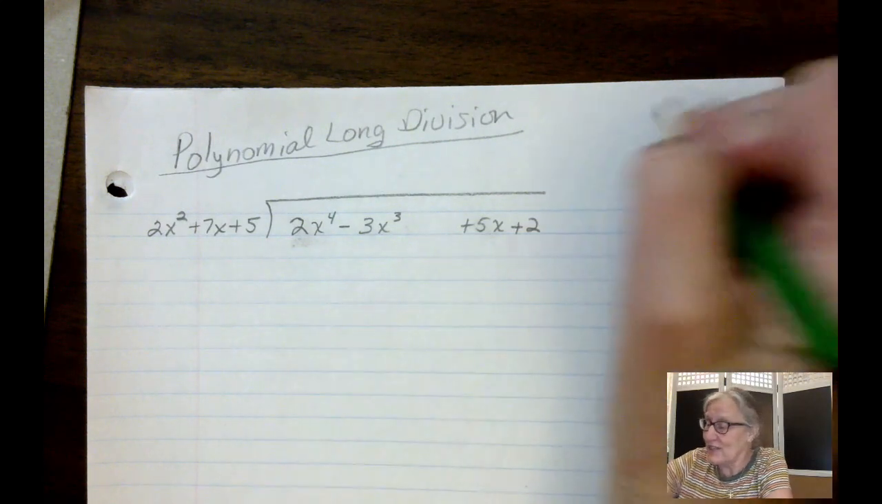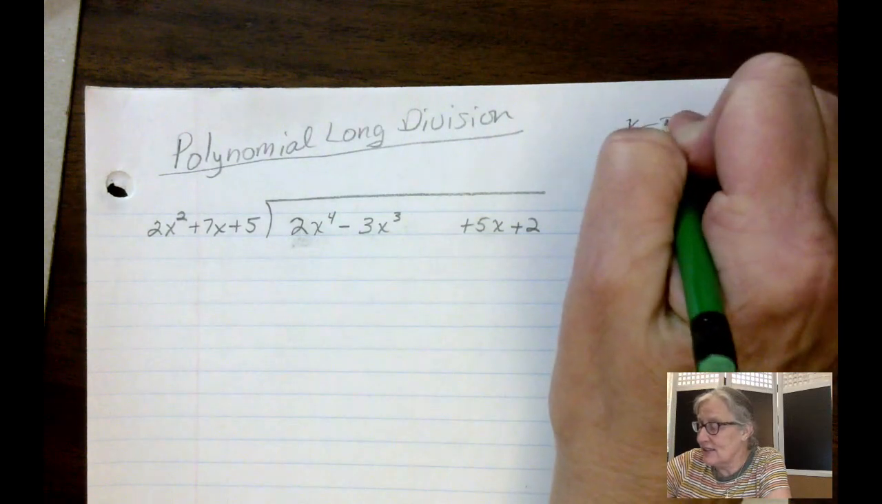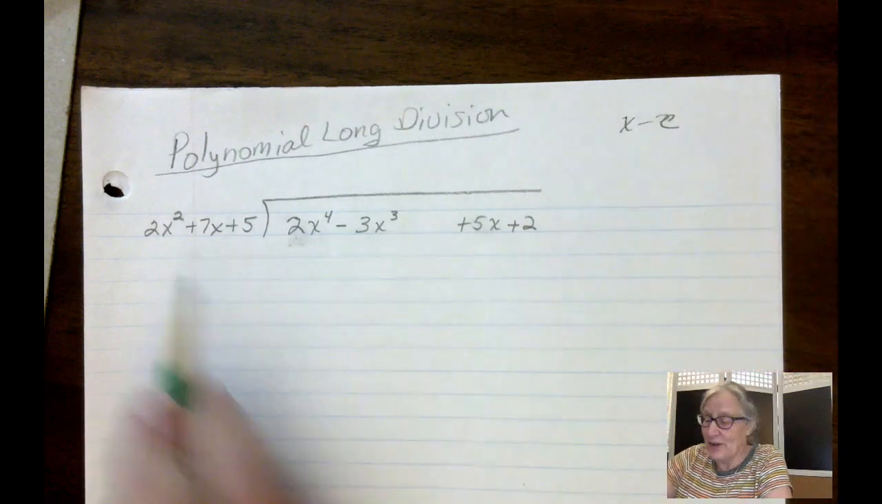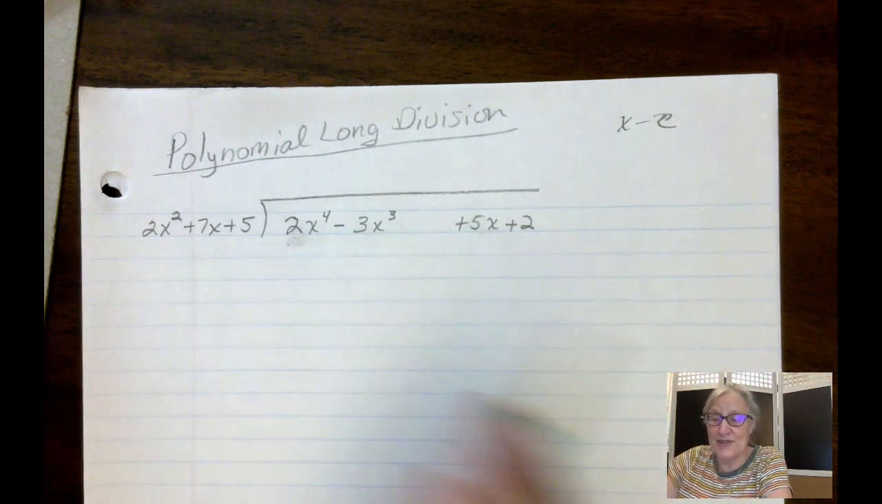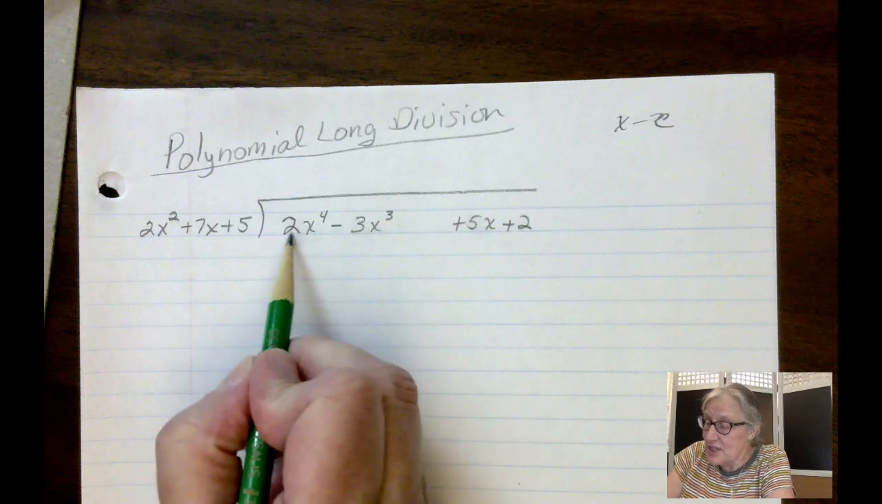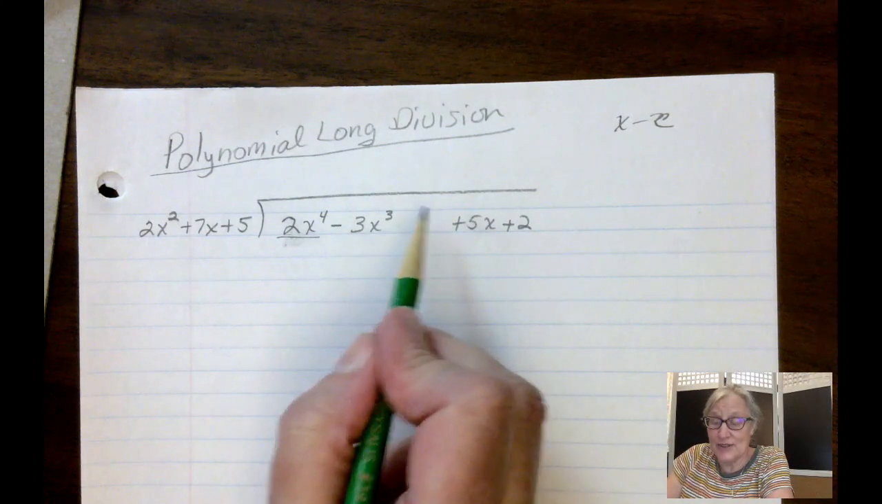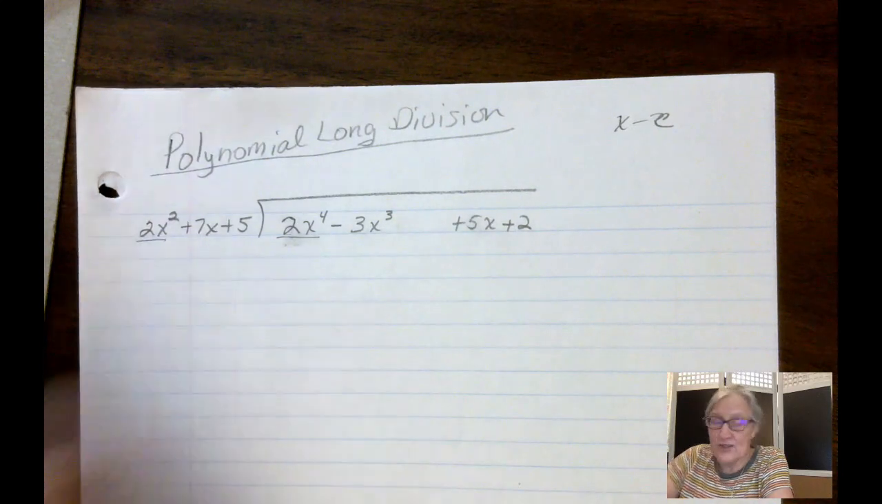Remember, synthetic division requires that your divisors are of the form x minus some constant. Right? And we have a 2x squared plus 7x plus 5. All right, here we go. So initially we just concentrate on the first term of the dividend. That is what we're dividing into. And the first term of our divisor.